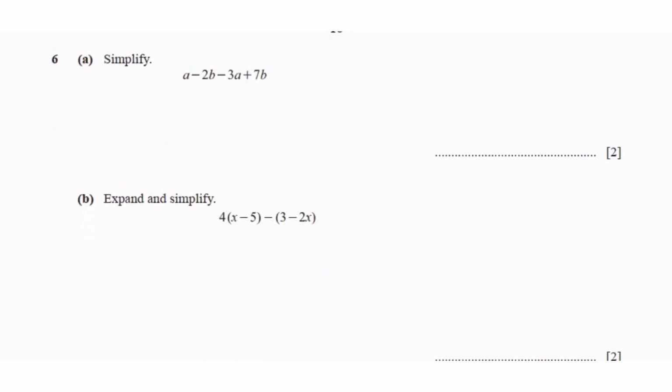Question 6 is simplify. So we're going to collect the like terms. A and negative 3a are like terms. And negative 2b and positive 7b are like terms. We're going to do a minus 3a, minus 2b plus 7b, going to be negative 2a plus 5b. That is your answer.